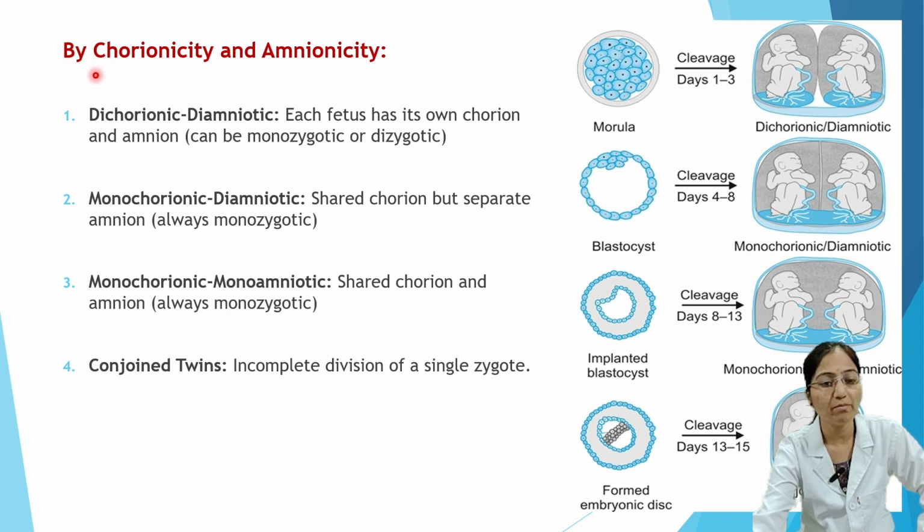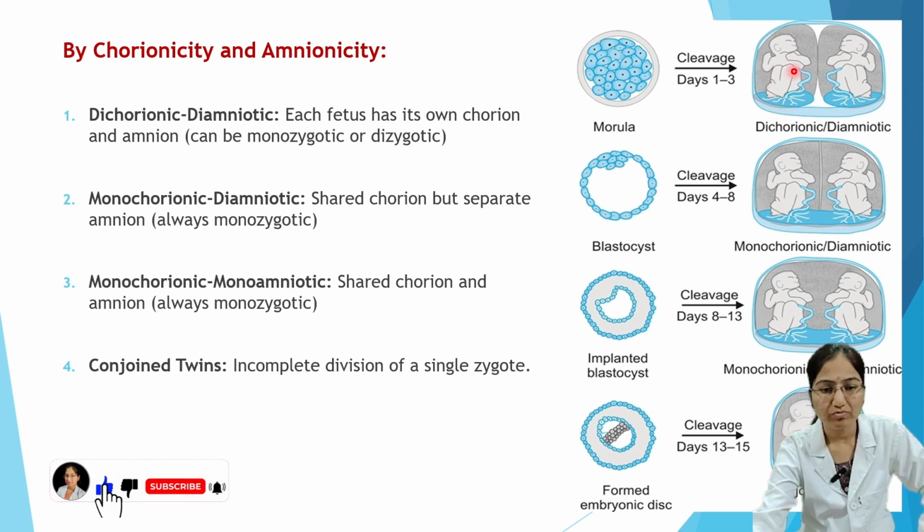Second we are going to see by chorionicity and amnionicity. These are the layers. Okay, first one is dichorionic, diamniotic. Here each fetus has its own chorion and amnion. Can be monozygotic or dizygotic. Yes, of course.